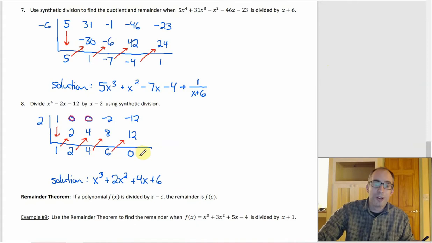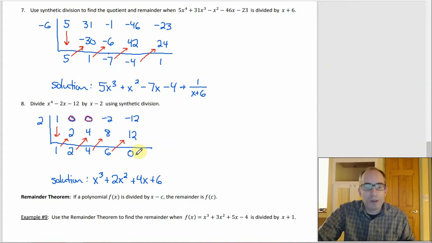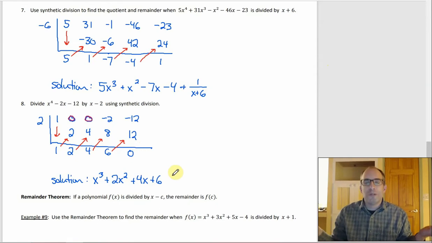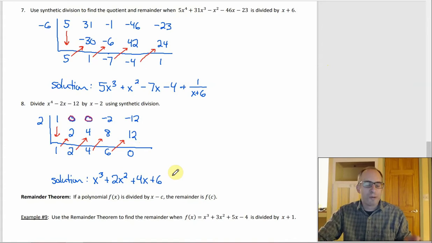So that 0 in that last spot, that just means the remainder is 0. And if you have a remainder of 0, you don't write it in, right? When you divide 72 by 9, you don't say it's 8 with a remainder of 0. You say it's just 8, right? And that's kind of what we're doing here, except that's with a polynomial.